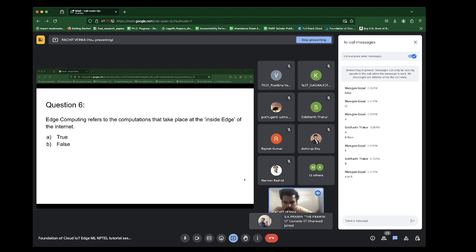So edge computing refers to the computations that take place at the inside edge of the internet. Is this true or false? Okay, so I don't have any responses. Some people are saying B and or A. True.